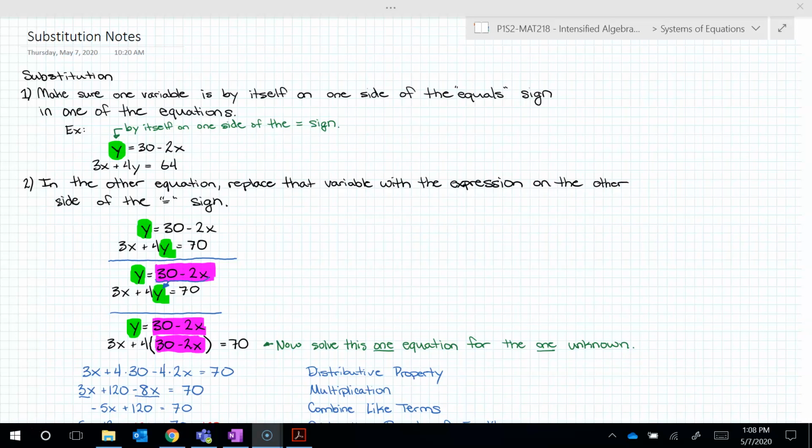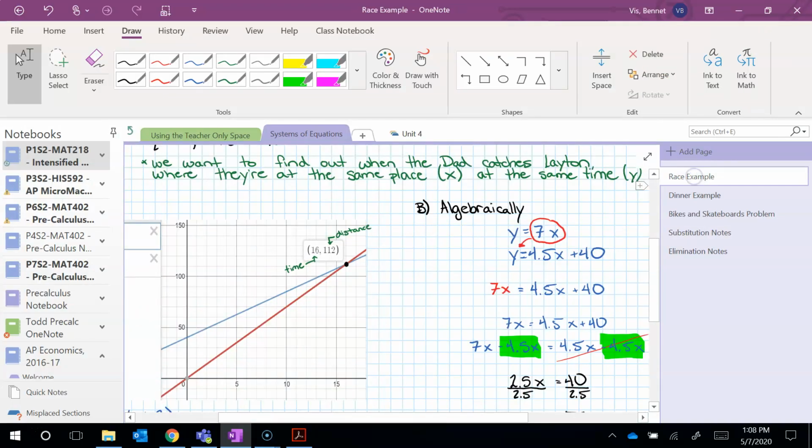So for a substitution, every time you have to make sure that one of the variables, either the x or the y or any other letter that you're using, is by itself on one side of the equal sign, in at least one of the equations. So, in that first example, the race example that we did, they were both by themselves. The y's were all alone. It was y equals 7x and y equals 4.5x plus 40. So I could then take this: what is y? It's 7x. Replace y with 7x in the other one.